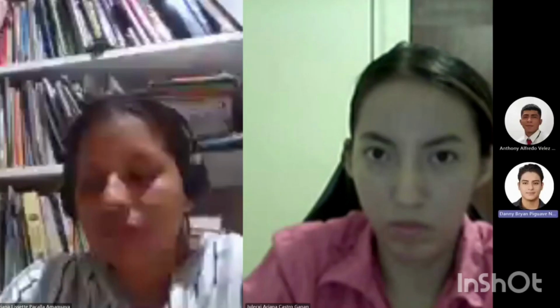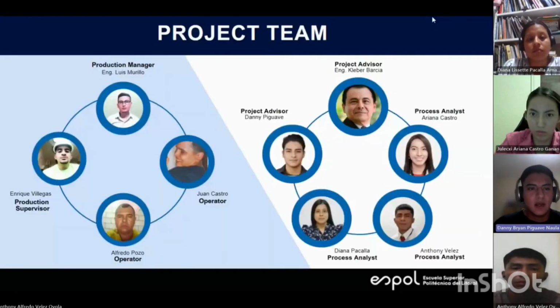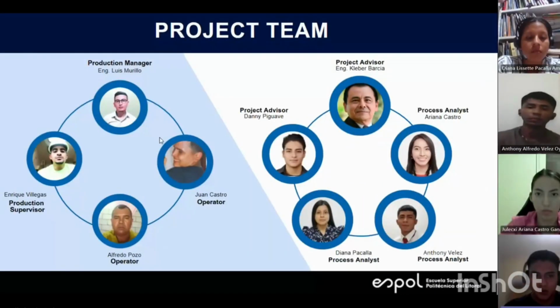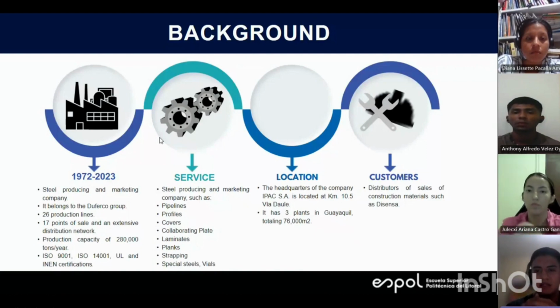Hello everyone, we are group number 4, and this project is the reduction of the production time of the Bonac 2 line at IPAC. These are the group members. The company we are working with is IPAC, a metallurgical company dedicated to certain profiles, covers, and collaborative plates, and the product on which we will focus is galvanized steel sheets.